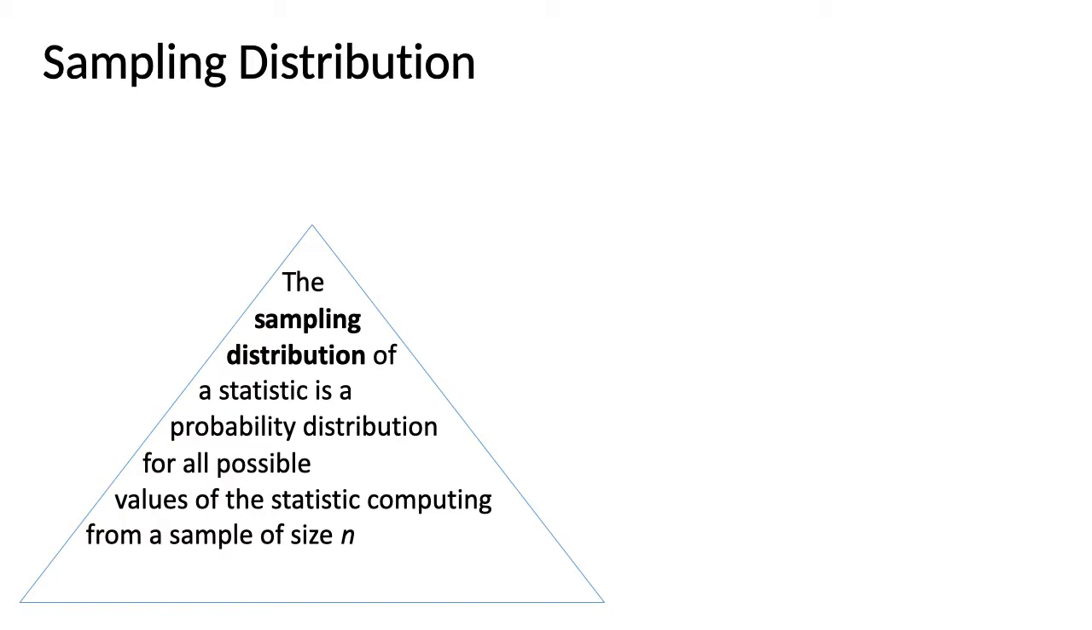The sampling distribution, again, in general, a sampling distribution of a statistic, notice this, is a probability distribution for all possible values of the statistic computed from a sample size n. So the idea is each time we do a sample, it's going to remain fixed at a sample size n. Because if you change n, believe it or not, as we will see, the distribution properties will change.